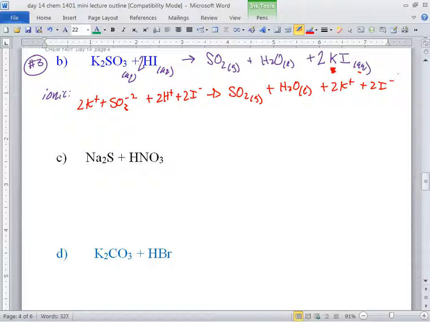Don't forget your charges. You've got to have charges on everything. Plus, minus 2, right? And pluses and minuses. Yeah, you copy that. SO2 gas, SO2 gas, H2O liquid, H2O liquid.